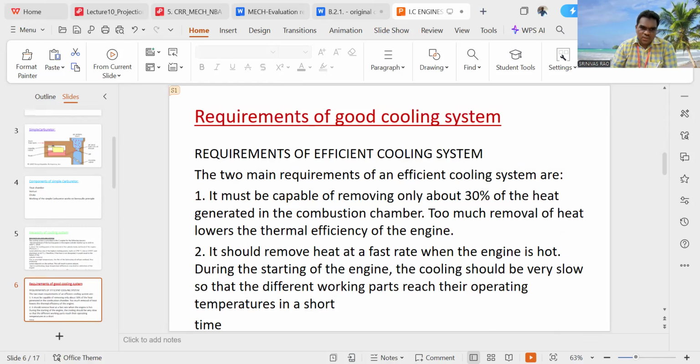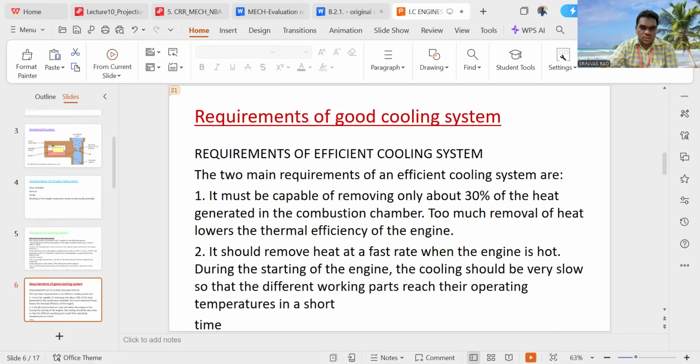Okay, and the second requirement is it should remove heat as fast as possible, that is, heat dissipation should be very fast. Otherwise, what happens if the heat dissipation or heat transfer rate is slow? Most of the heat is accumulated within the components for a period of time, so it again leads to affecting the performance of the internal combustion engine. That's the reason why we use different types of methods in order to remove the heat in the combustion chamber.